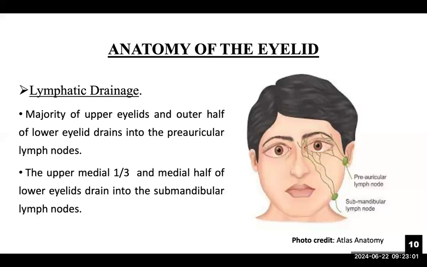So the lymphatic drainage of the eyelid: the majority of the upper eyelid and the outer half of the lower eyelid drain into the preauricular nodes, as shown in the picture. Then the upper medial 1/3 and the medial half of the lower eyelids drain into the submandibular group of nodes.